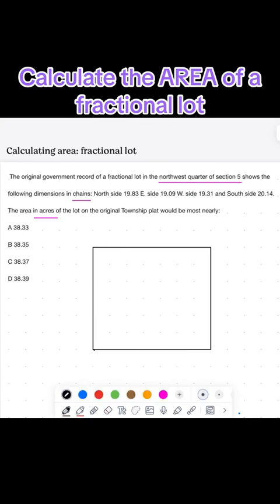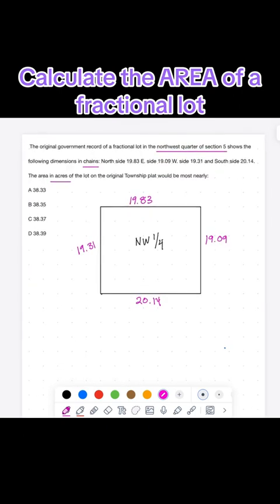So I've just drawn myself a quarter section here. We're working in the northwest quarter of section 5 according to the problem. That doesn't really matter, but we're going to draw it out anyway. This problem gives us each side of this quarter section in chains. So we have distances in chains here, which I am just labeling up according to the way that the question gives it to me. So make sure that you're paying attention to that.